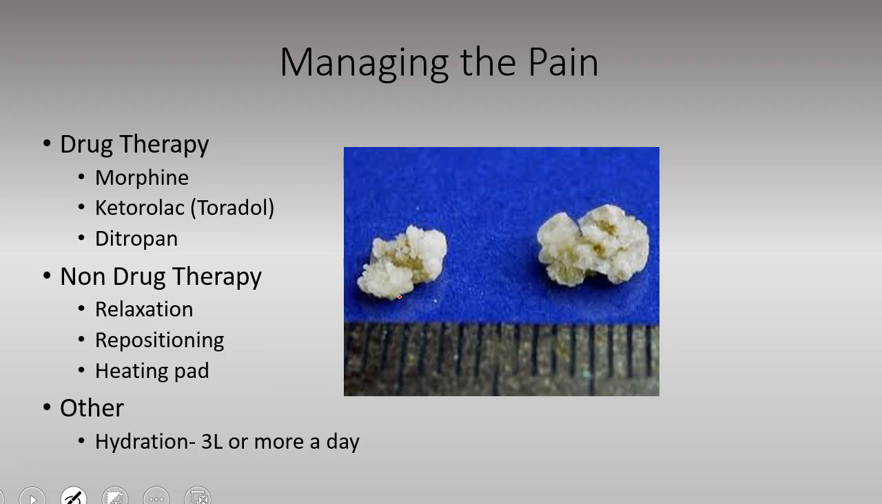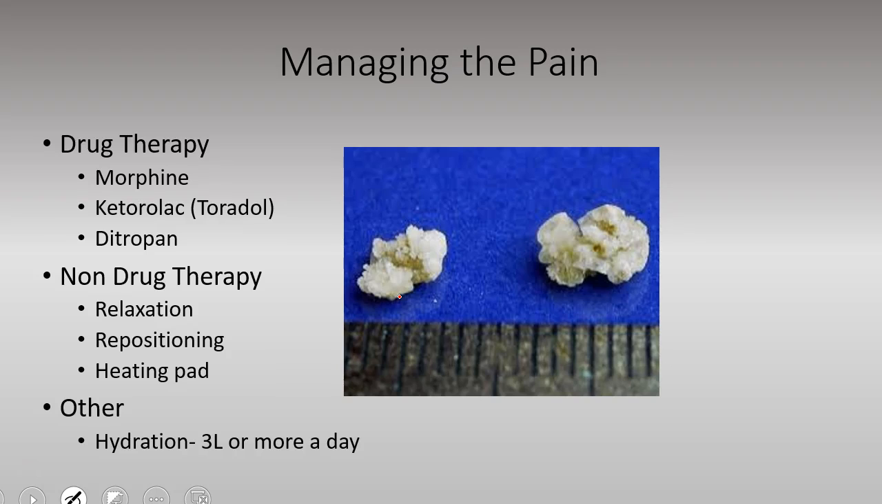So for managing pain, you can do drug therapy, which is going to be morphine, ketorolac, or Toradol, or Ditropan. For me, Toradol is my drug of choice. It's an anti-inflammatory. Basically, it relaxes all of the muscles in the ureters and my bladder, and it allows things to pass a little bit better. Morphine will take away pain, but it's really just taking away generalized pain, whereas the Toradol is anti-inflammatory.